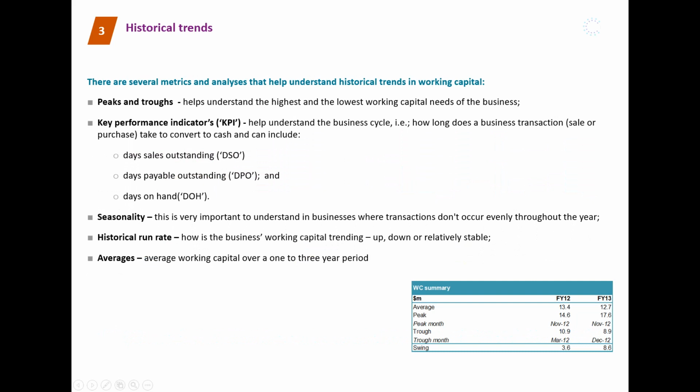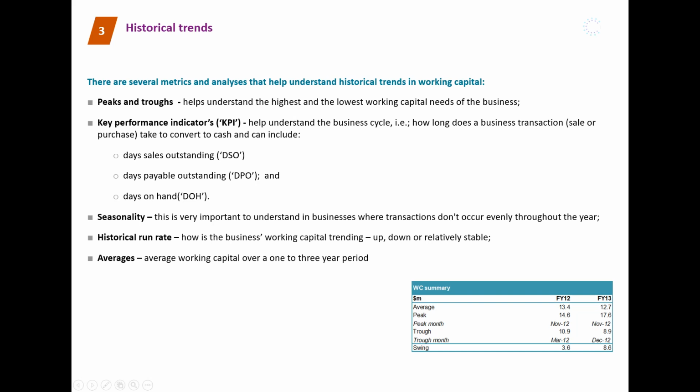Okay. And then just to finish off this slide, we've talked about historical run rate, which way it's trending up or down. Averages is another one as well. And the last two are probably more relevant in terms of calculating what your normal net working capital is, an important concept because that's the key hurdle which determines your purchase price adjustment.